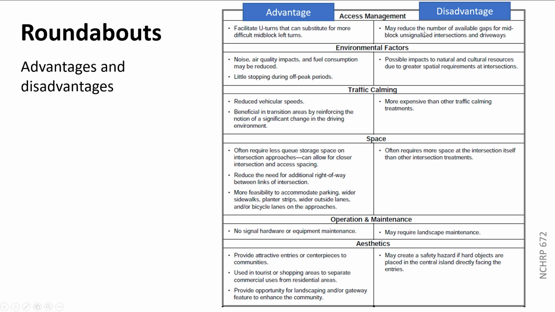One of the advantages of roundabouts, this top one here, is that if you've got a median island cutting off access to the far side of the road, people can't turn left and go into a driveway, say the McDonald's or something. They could go around the roundabout and come back over and get into it. So they could do a U-turn around that, right?